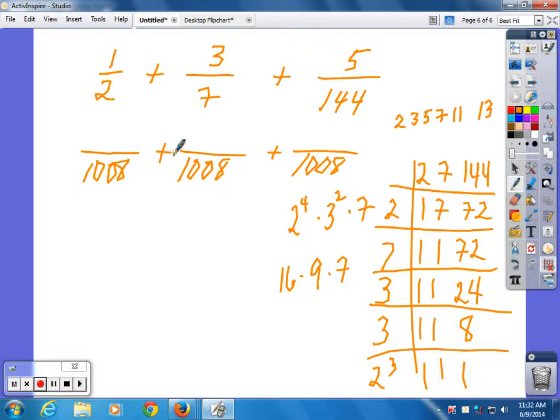Or you can just say, how many times will 2 go into 1008? 504. 504 times 1 is 504. Now that one's easy to do. You don't need a calculator for that. 7 will go in there. Just cover the 7 up. Cover it up right there. 16 times 9. 16 times 9 is 144, isn't it? I don't know. Y'all tell me. 144 times 3 is 432.